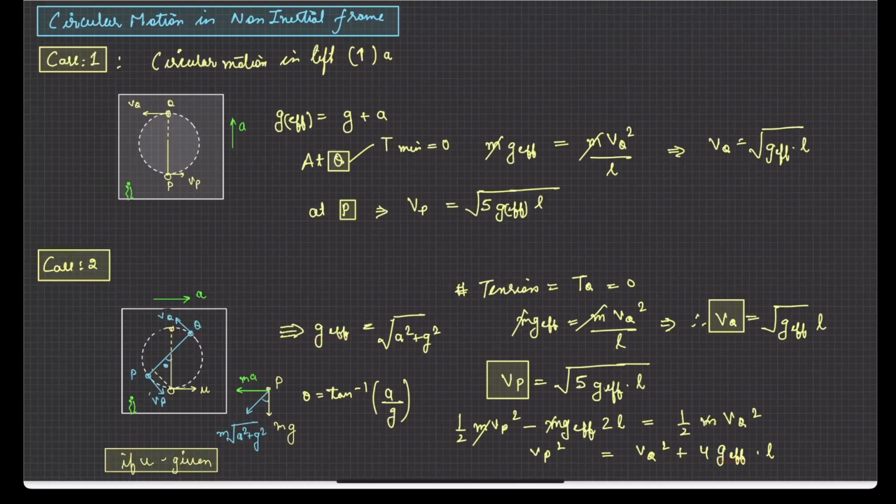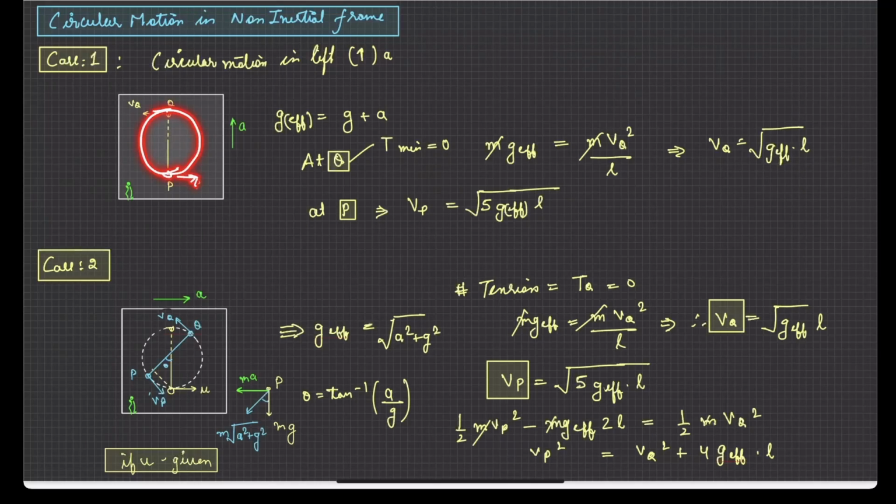Circular motion in non-inertial frame of reference. So case 1 देखते हैं. When we have the vertical acceleration, when this lift is there and it is moving with acceleration a, then in that you are doing a uniform circular motion in this direction. ठीक है, initial velocity vp दिया.